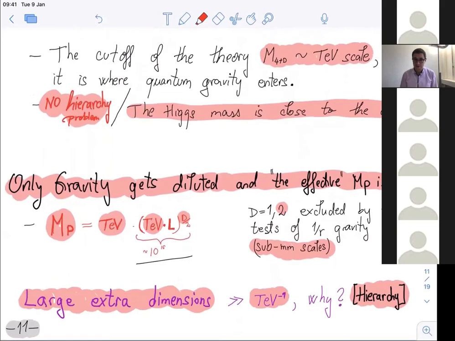Or any other question? I didn't quite get how we get the TeV scale. Oh, that's an assumption. Okay. So they just say that the fundamental scale is a TeV scale. And this assumption is from the hierarchy problem.